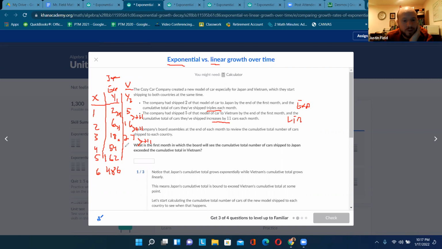But what's 27 plus 11? It's 38. And so the fourth month is the month when Japan exceeds Vietnam. And that's what they're asking. What is the first month in which the board will see a cumulative total number of cars shipped to Japan exceed the cumulative total in Vietnam? We see that is 4.